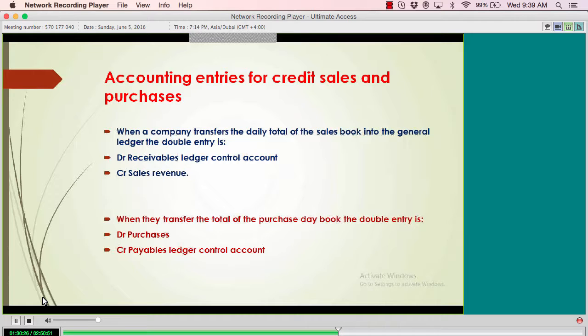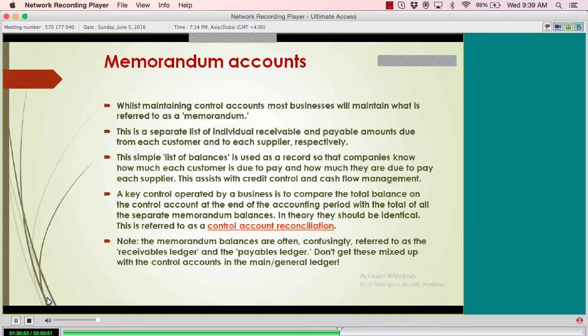You have to add all the figures to get the trade receivables, because in the statement of financial position we have only one trade receivables figure, and only one trade payables figure. We don't have all the details. We should not give all the details. Details must be available internally, but they are not available for outsiders. But you maintain memorandum accounts completely outside the double entry system for each of these accounts, and that will be reconciled, and that's what we call control account reconciliation.